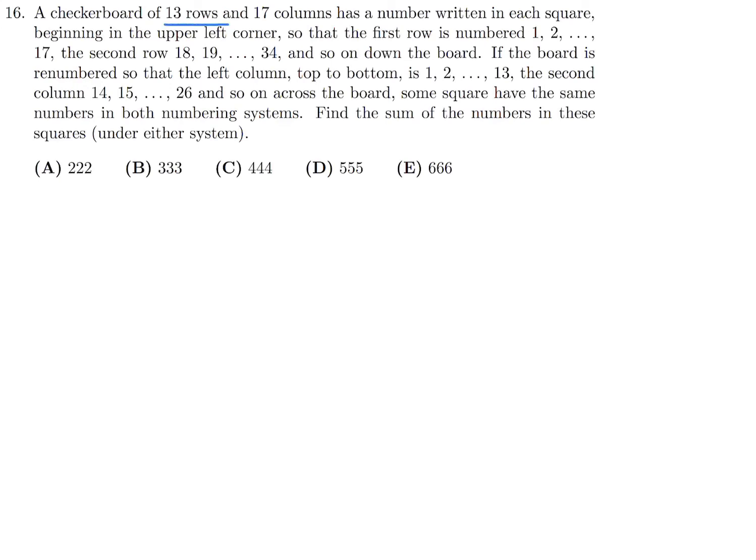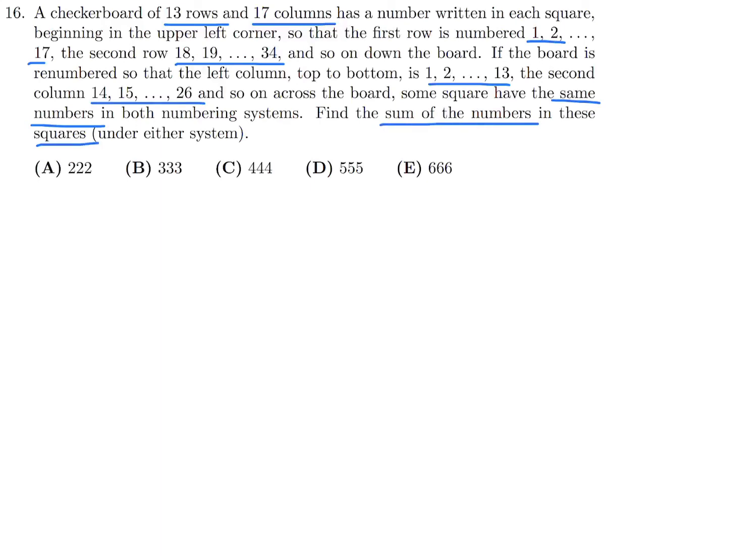A checkerboard of 13 rows and 17 columns has numbers written in each square, beginning in the upper left corner so that the first row is numbered 1, 2, all the way to 17, second row 18, 19, all the way to 34, and so on. If the board is renumbered so that the left column, top to bottom, is 1, 2, all the way to 13, the second column is 14, 15 to 26, and so on, some squares have the same numbers in both numbering systems. Find the sum of the numbers in these squares.